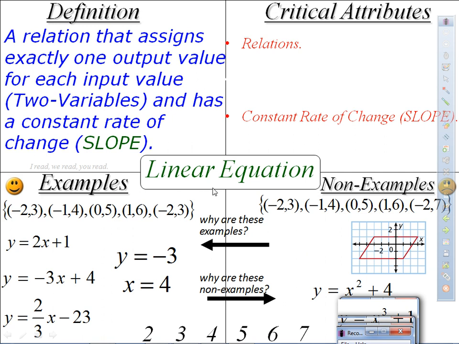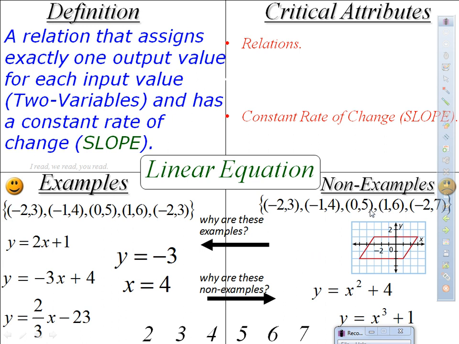So basically, for linear equations, we're going to include the x equals 4, whereas in linear functions, it was not included. And in linear equations, it is. Okay? So with that said, at the top of your Cornell notes, write these steps down, please.